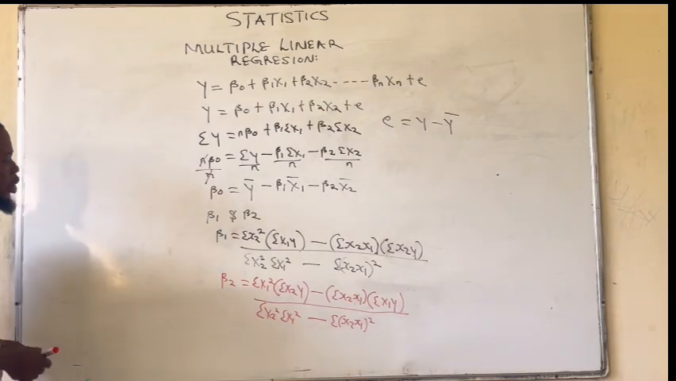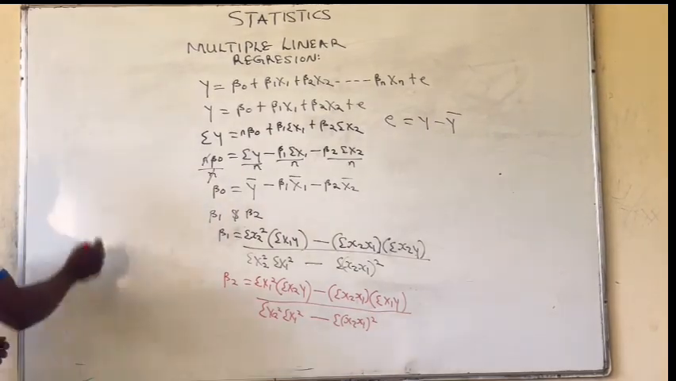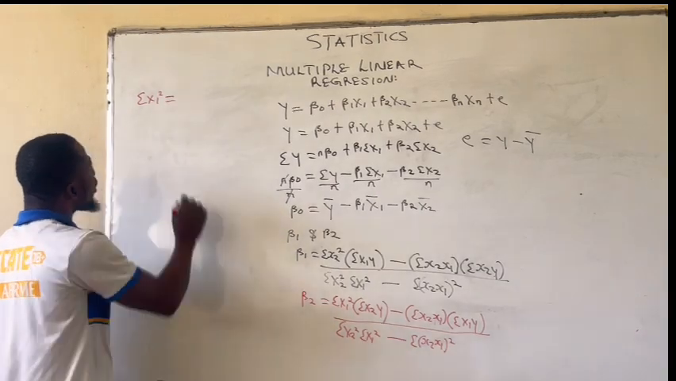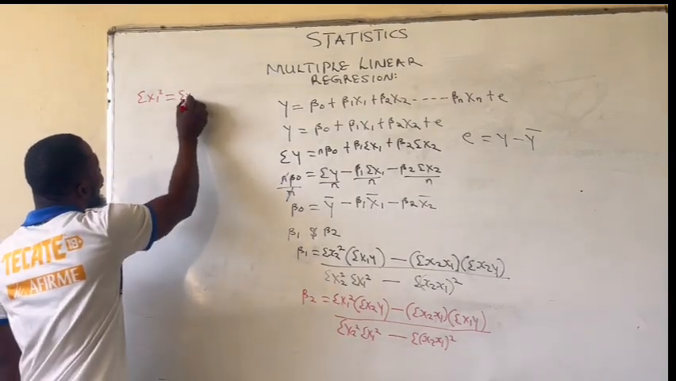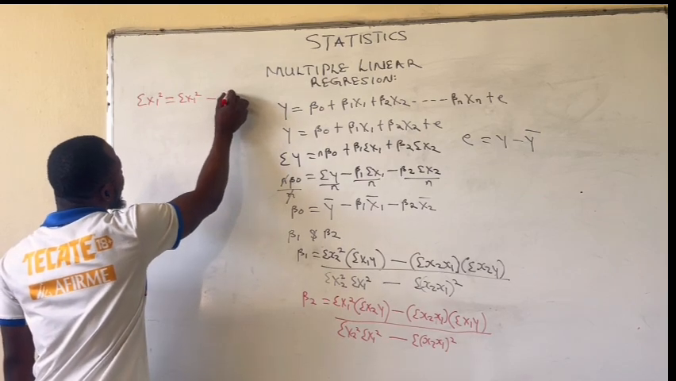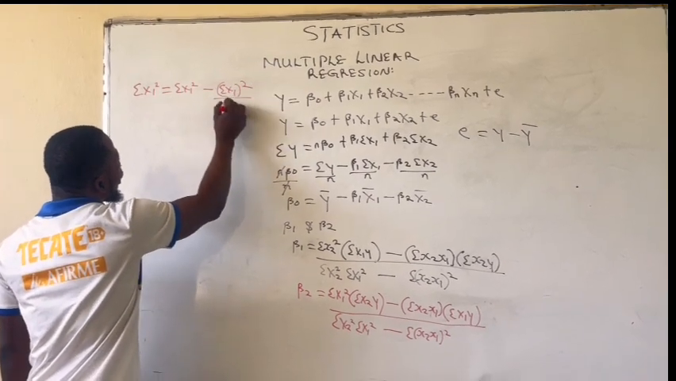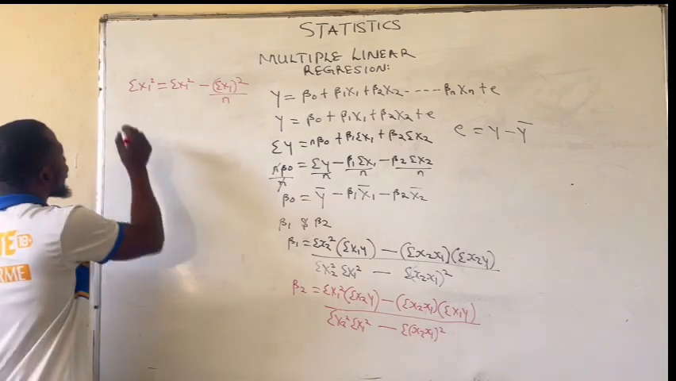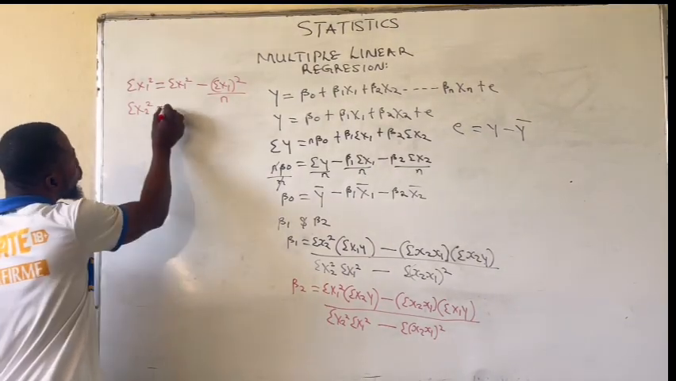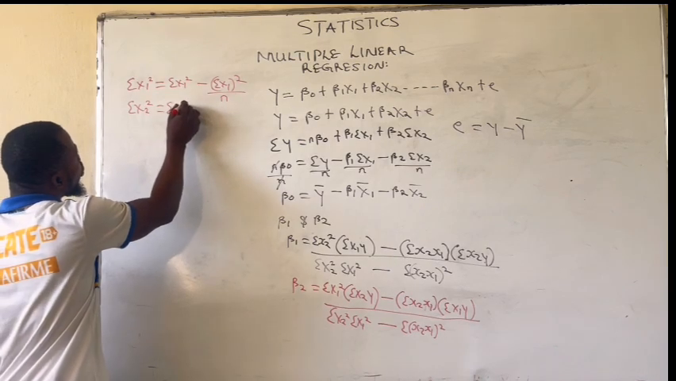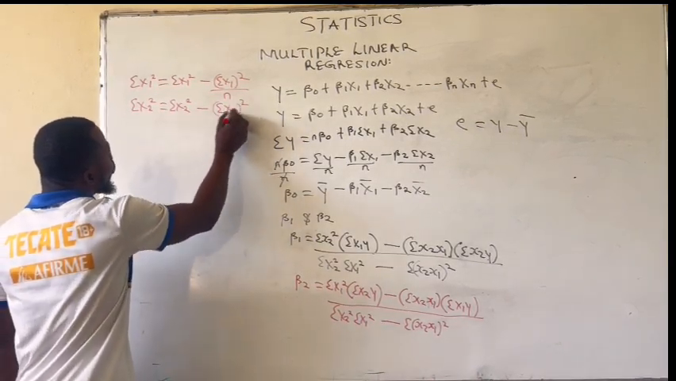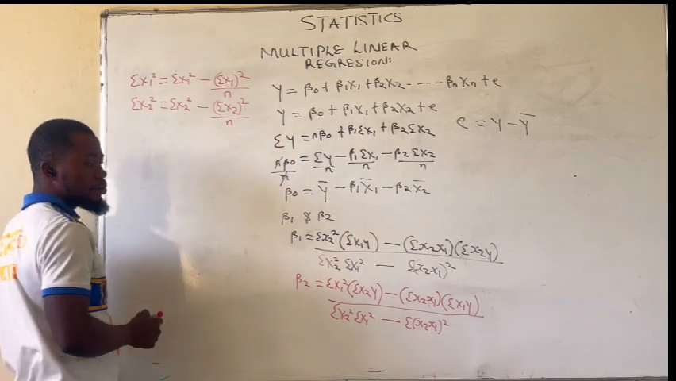Now we begin with summation of x1 square. Our x1 square can be calculated using the formula summation of x1 square minus summation of x1 all square divided by n. Then summation of x2 square will now be equals to summation of x2 square minus summation of x2 all square divided by n.